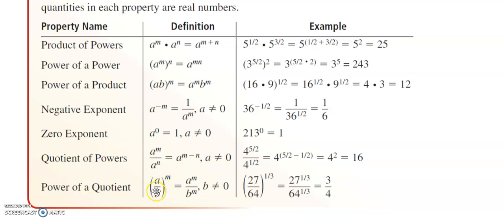And then this is very similar to the power of a product, where if I have a quotient or division inside of a quantity raised to an exponent, and as long as I don't have addition or subtraction, then I can distribute this to each term in the numerator and denominator. Here are some examples.